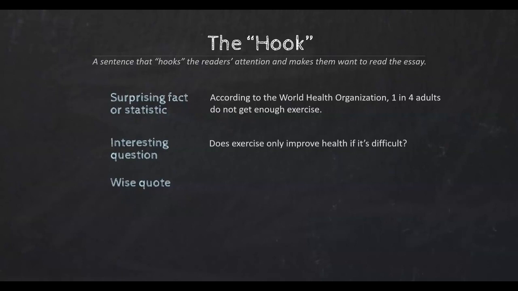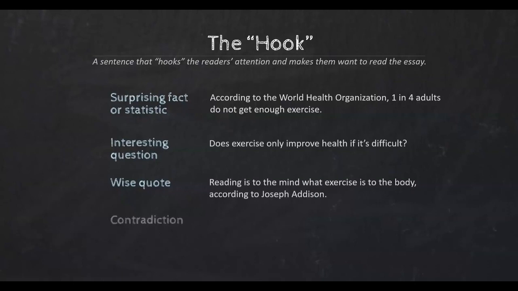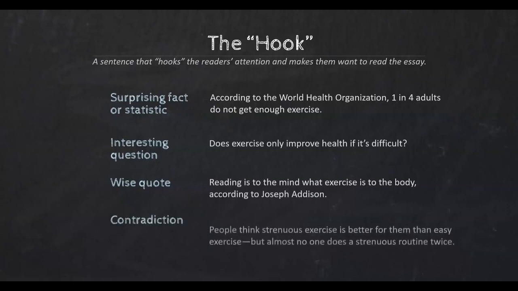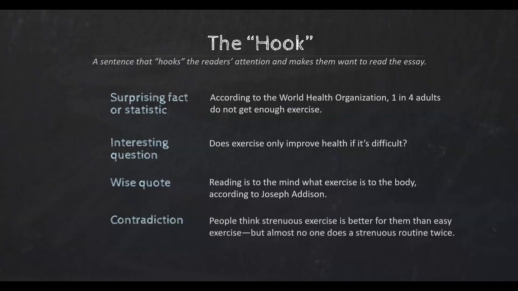Another type of hook is a wise quote. For example, reading is to the mind what exercise is to the body, according to Joseph Addison. Another type of hook is a contradiction. People think strenuous exercise is better for them than easy exercise, but almost no one does a strenuous routine twice. Do you see how each part of that sentence contradicts the other? This makes the reader think more deeply about the topic.